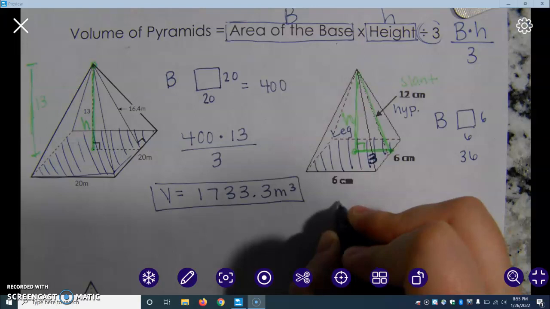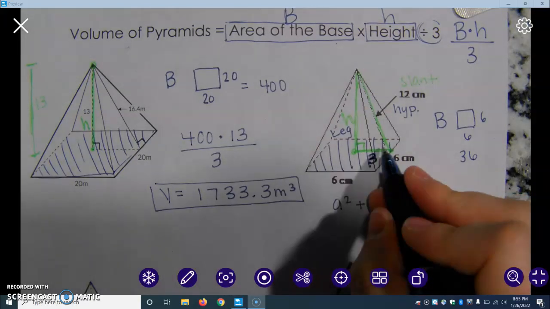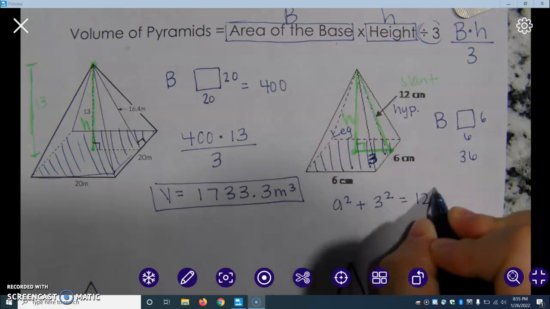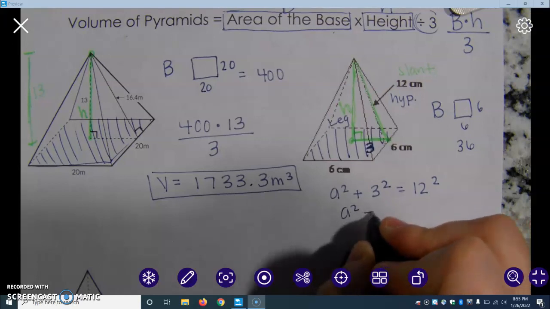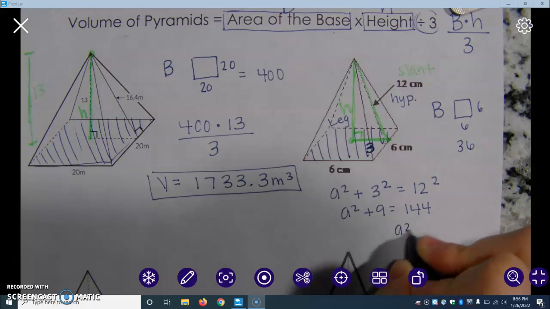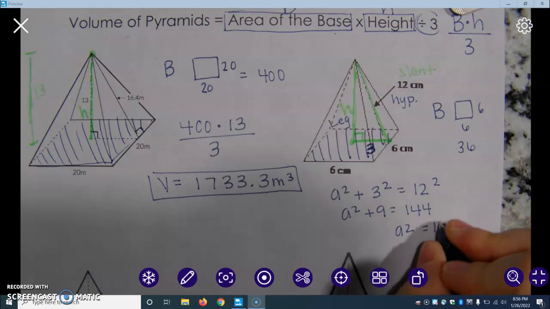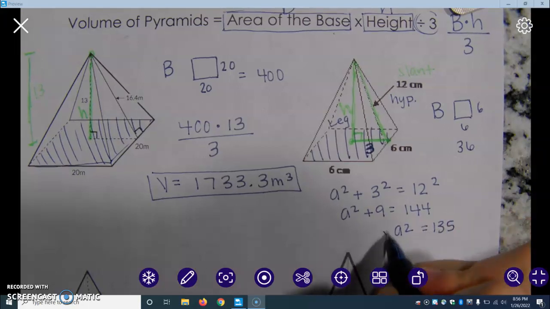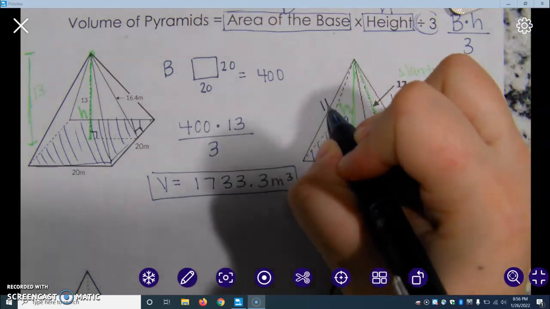So a squared plus b squared equals c squared. A squared plus my leg that I know is 3 squared. My hypotenuse is 12. So 3 squared is 9. 12 squared is 144. I'm going to subtract 144 minus 9. And then in the calculator, press that square root button. So the square root of 135 is about 11.6.